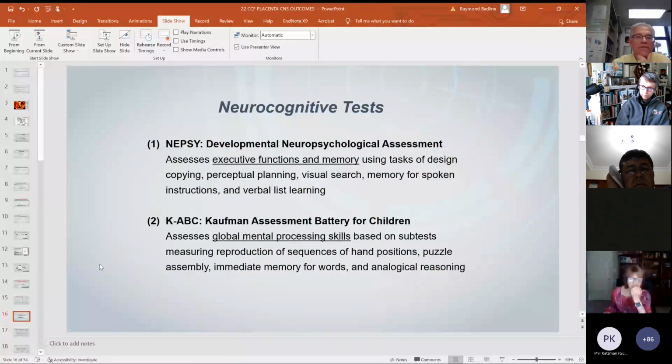The neurocognitive tests that were used in this study were the NEPSI, which I don't know a whole lot about myself. It purportedly is a measure of executive function and memory, and the Kaufman Assessment Battery for Children, which is more of a measure of global mental processing skills.